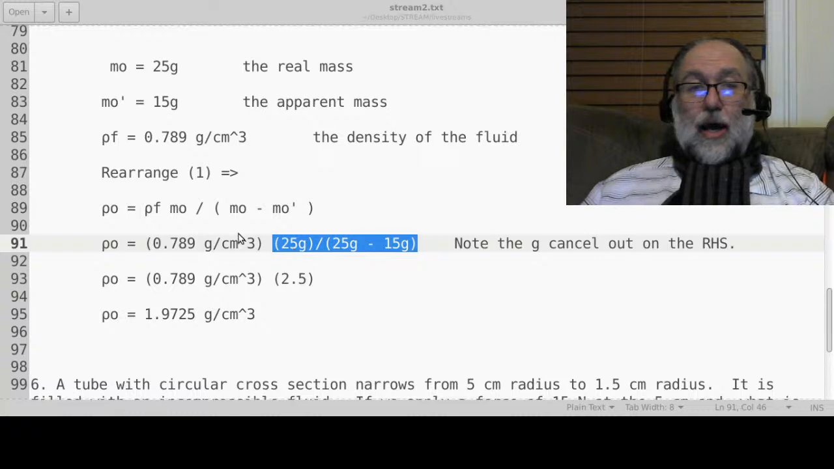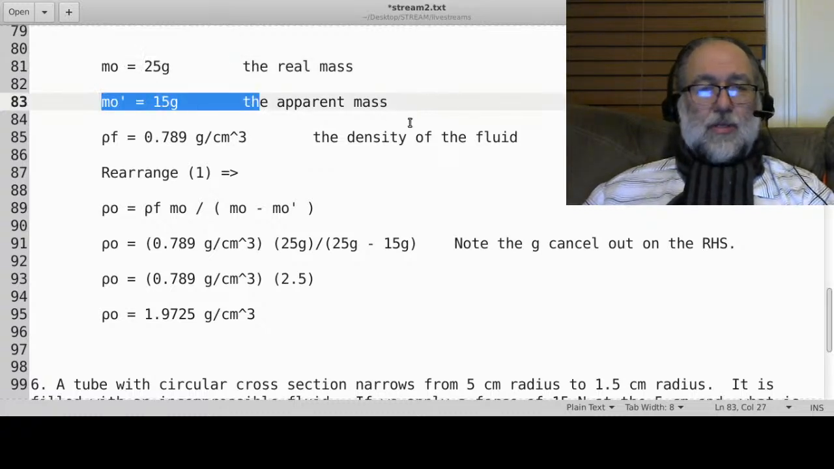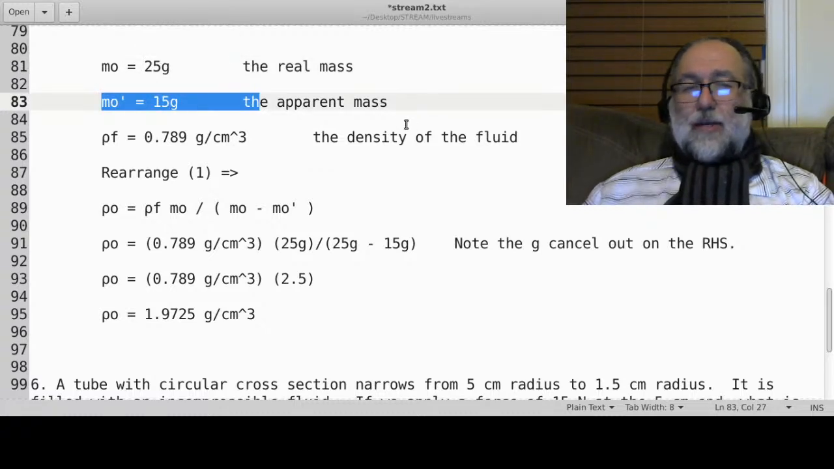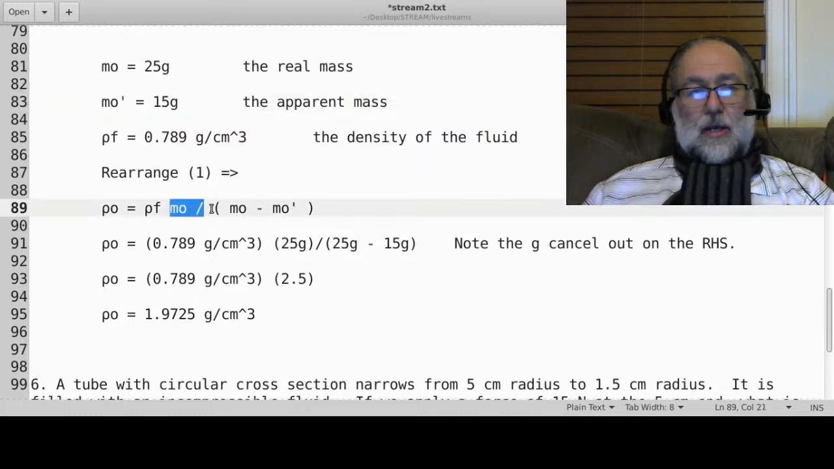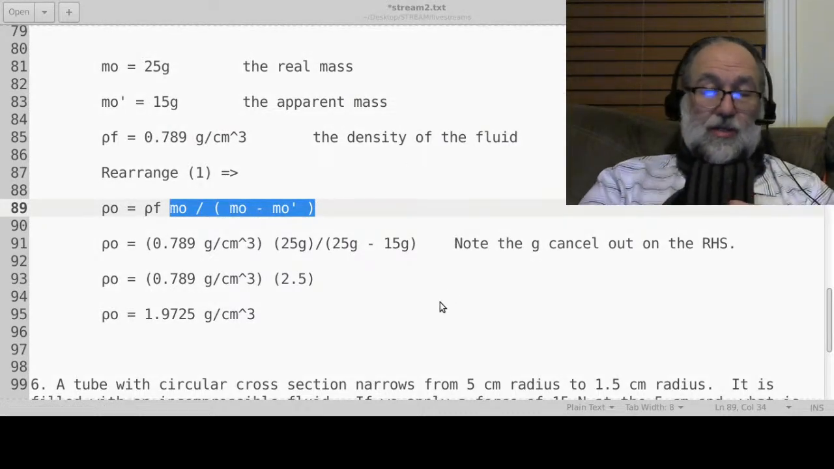When you're working with this equation, you might say, should I convert my masses here to kilograms? Well, it's kind of a waste of time to do that, because if you look at that piece there, if you work in grams, you're working with the numbers I have.